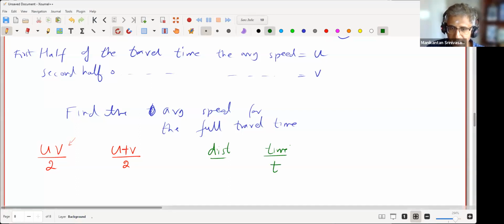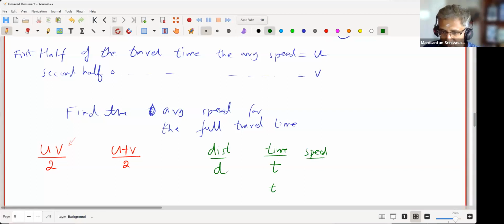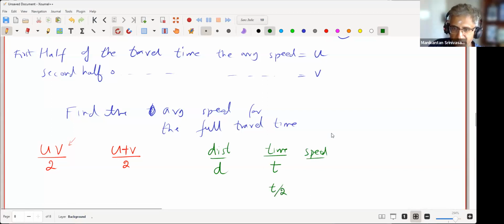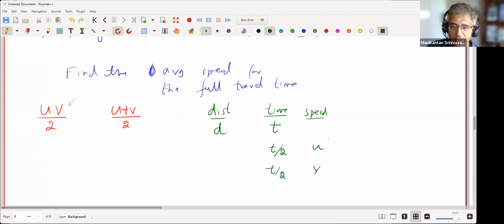Okay. And the total distance was d, let's say. Now we have speed also here, because we never know what is given. In this problem, speed happens to be given, right? So this is distance, time, and speed. For half of the duration, which means for t by 2, the speed was u. For the remaining t by 2, the speed was v.